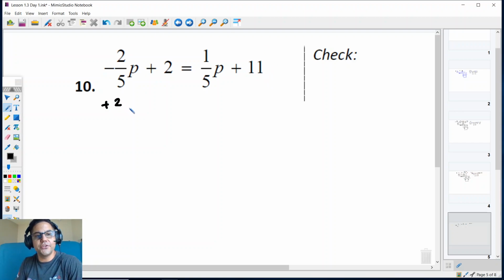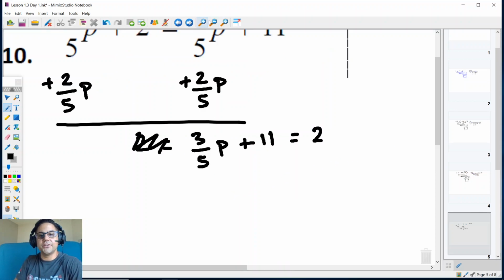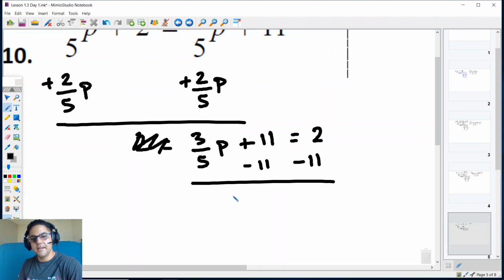So if I add 2/5 p to both sides, line up my equal signs, I have it as 3/5 p plus 11, and that's equal to 2. So if it's equal to 2, I'm just going to put the 2 over here. All right, got a nice 2-step problem now. Subtract 11 gives me a 3/5 p is equal to negative 9.